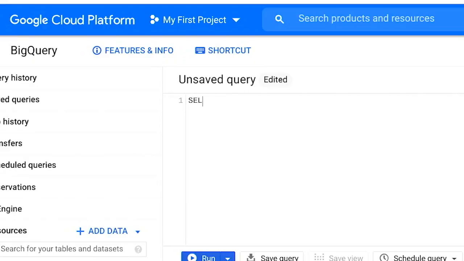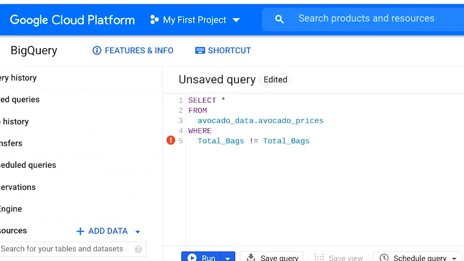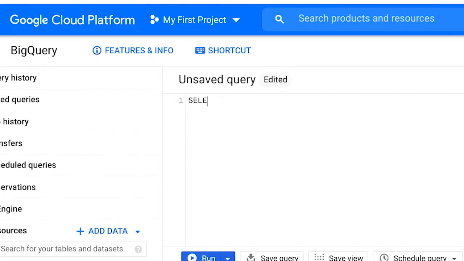In this query, we would select all using the asterisk and from the avocado prices dataset. In our where clause, we'd also type out where our calculated total does not equal the total bags column. If no values are returned, we can be sure that the values in the total bags column are accurate. And that led us to continue our analysis.